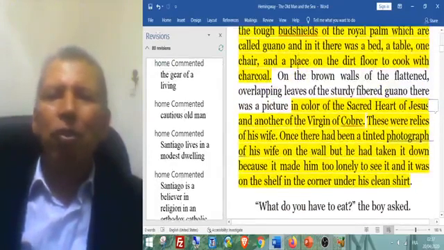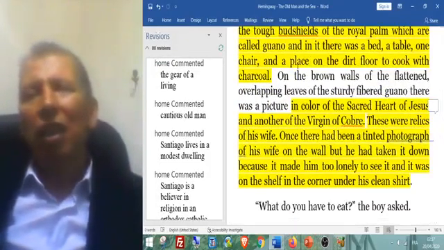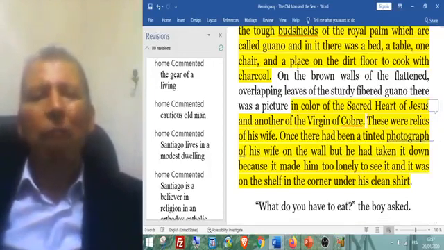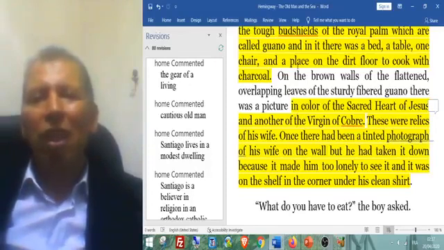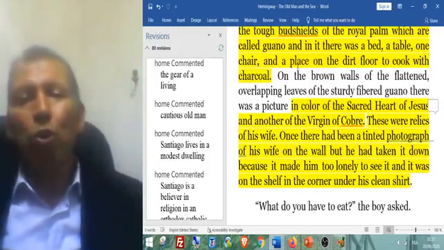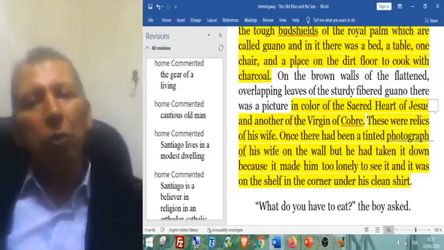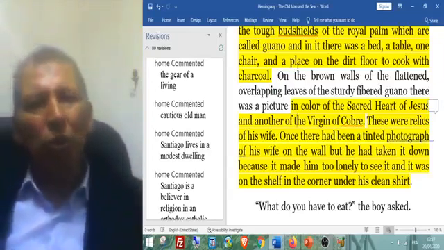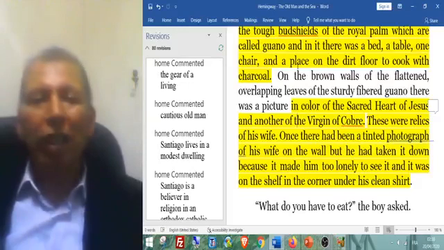We have here a little description of the hut where Santiago lives, again by the same narrator, same, how do you call it? Narrator who is not omniscient. A narrator who is objective, is neutral, right, who doesn't know everything.